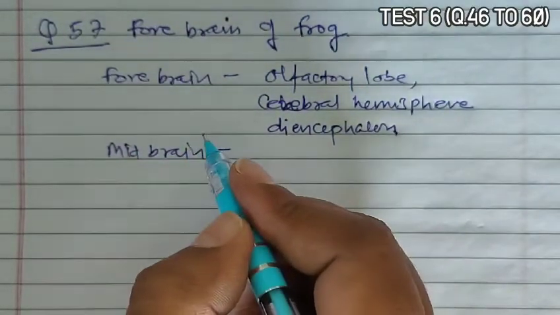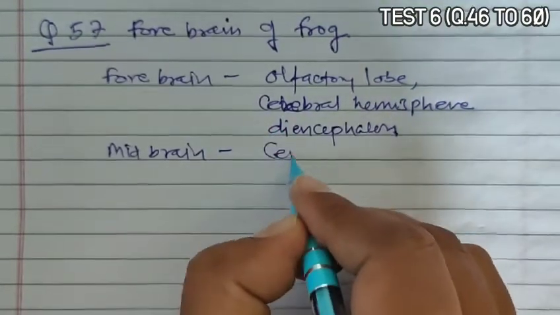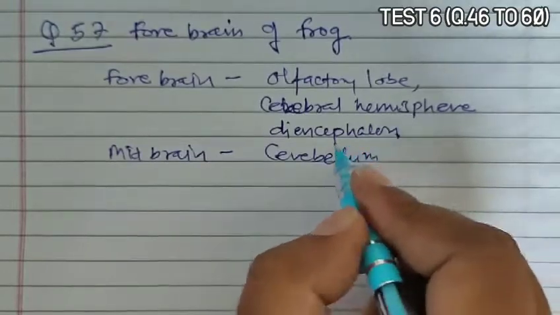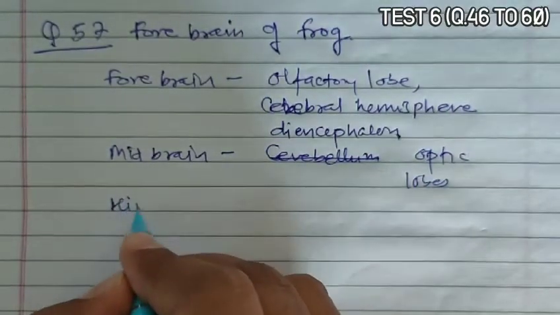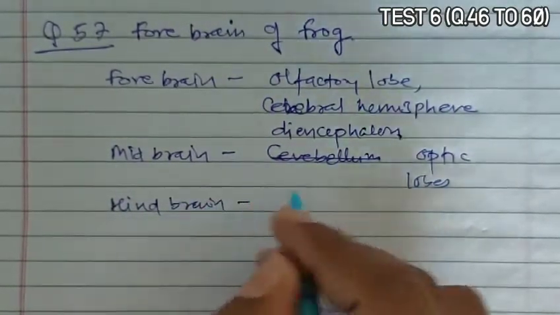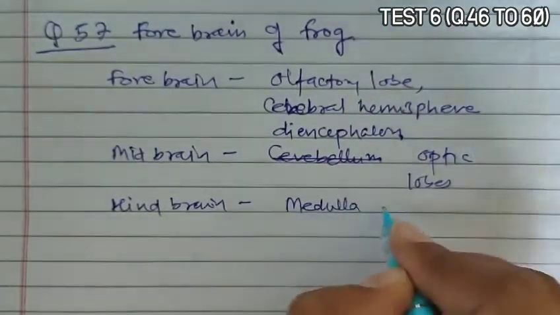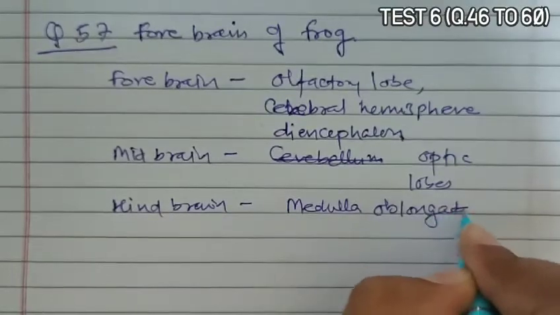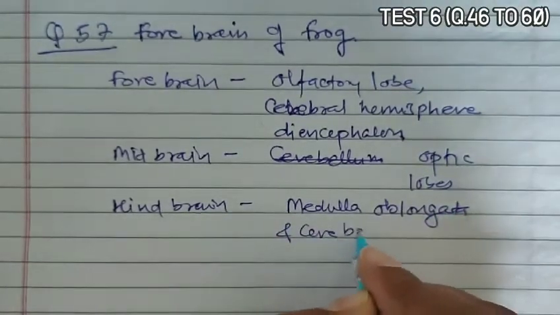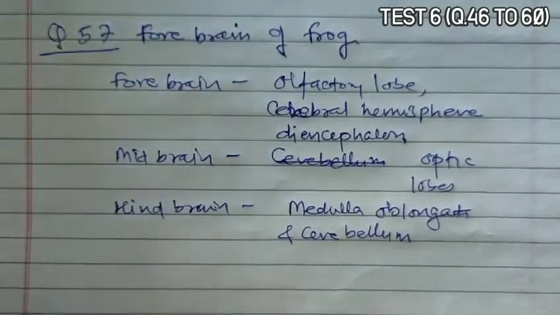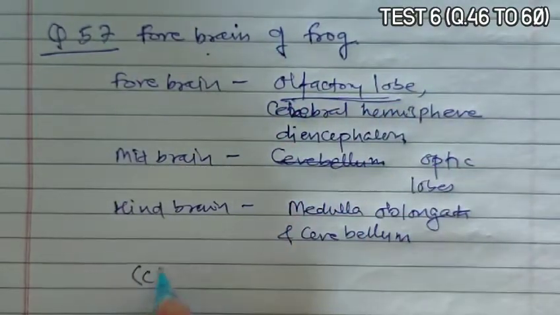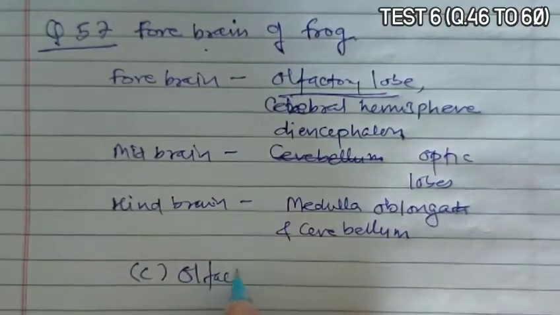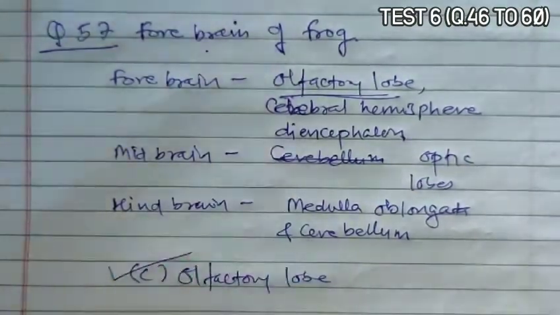Now midbrain consists of optic lobes, and hindbrain consists of medulla oblongata and cerebellum. So according to this, in forebrain, olfactory lobe is included, and it is given as option C, that is olfactory lobe. So that becomes the correct option, which is included in case of forebrain.